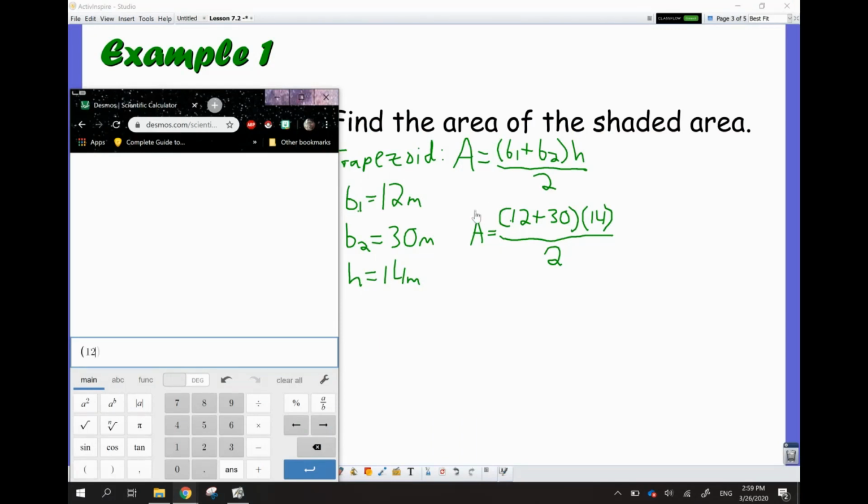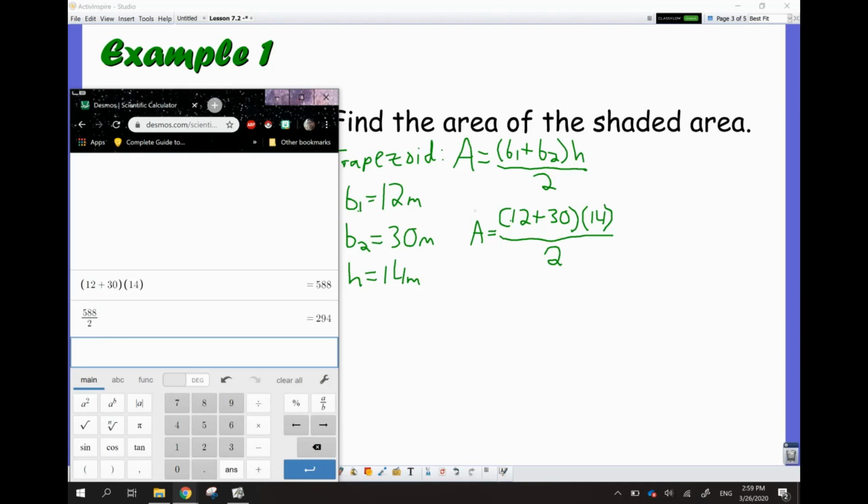12 plus 30. Close that parentheses. Open another one for the 14. And me personally, I like to do this one step at a time. If I don't have the school's calculator that lets you put it all in at once, I'm going to do this step by step. So I'm going to do the top first. 12 plus 30 times 14. Press enter. That's 588. Now I still need to divide by 2. So 588 divided by 2 gives me 294.